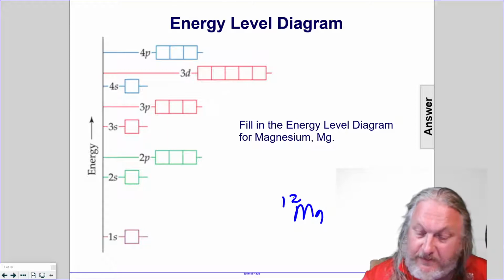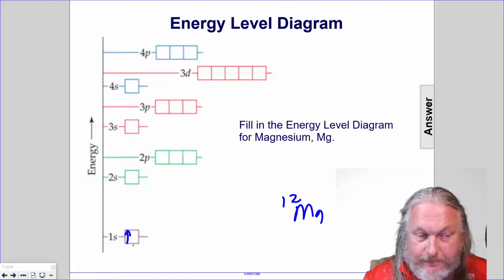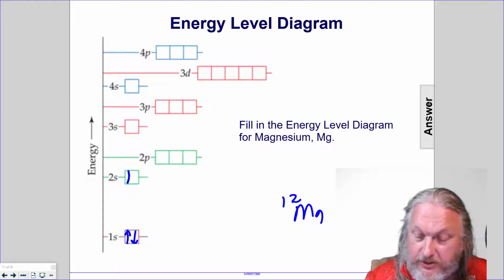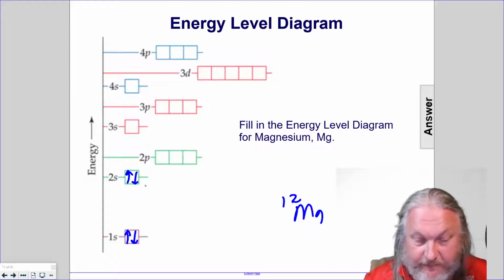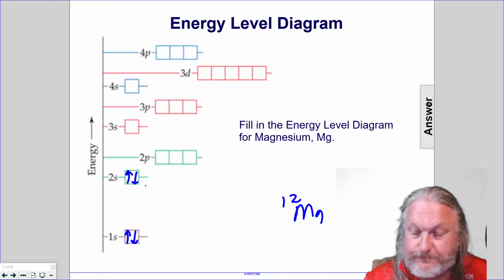So I'm going to start filling these up. I'm going to put one arrow in. Now, by the Aufbau principle, I've got to go from the bottom to the top. I've got to have opposite spins according to the Pauli exclusion principle. So that's one up, one down. I've got 2 electrons. By the Aufbau principle, I've got to go up to the 2s level, and that's where I go. And again, 2 electrons. So I've got 2 there, 2 there. So I've got 4. I need to get 12.